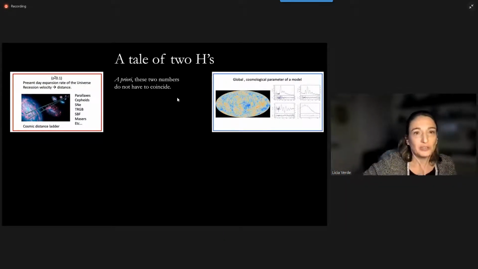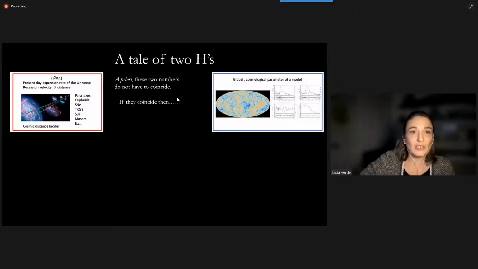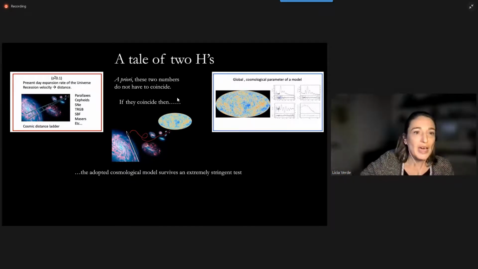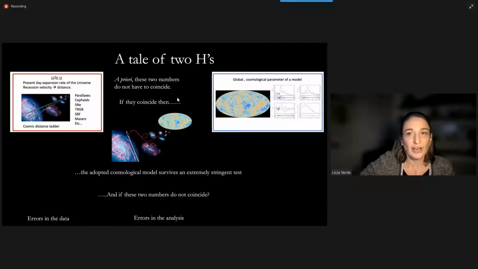A priori, these two numbers do not have to coincide because we've done completely different types of measurement to obtain them. If they coincide, then the needle has been threaded from the other side of the universe, literally. And that means that the adopted cosmological model survives an extremely stringent test. On the other hand, you can ask, what if the two numbers do not coincide? Then I think we have three options there. There are errors in the data, there are errors in the analysis, or there are errors in the model.